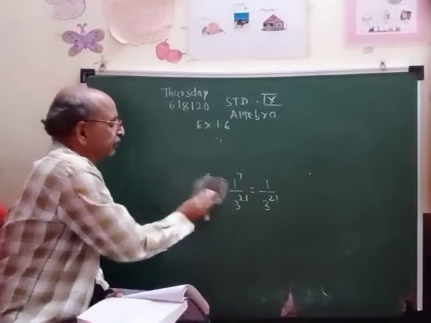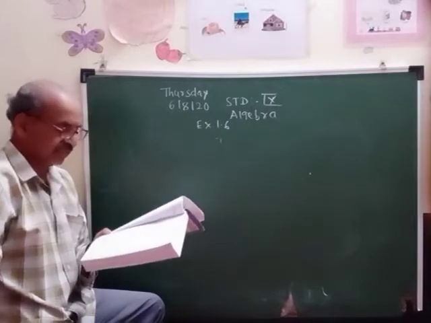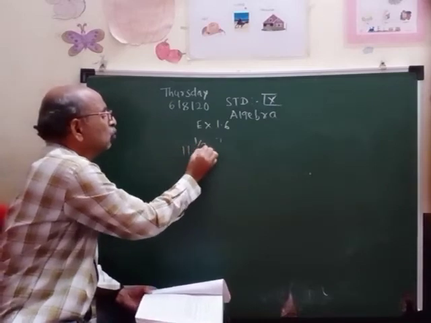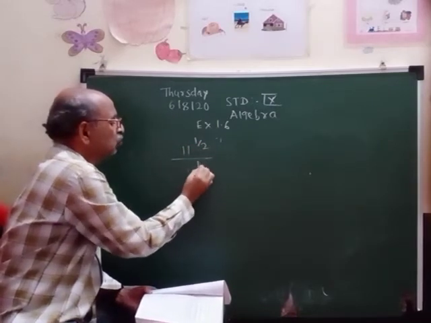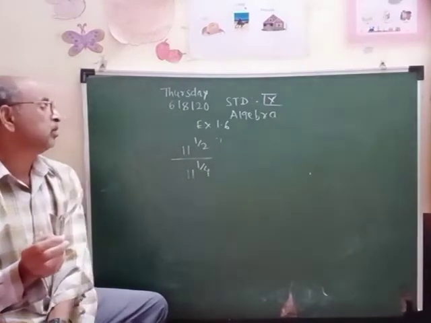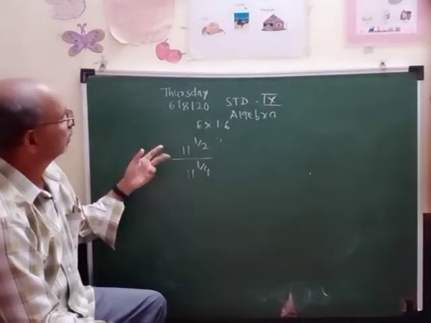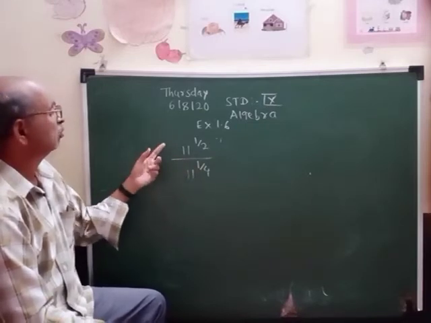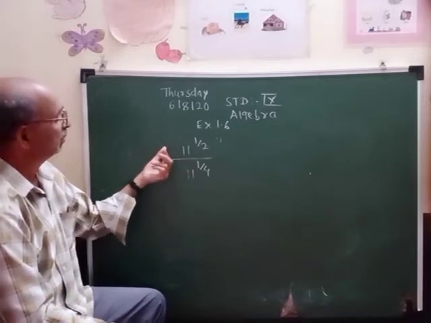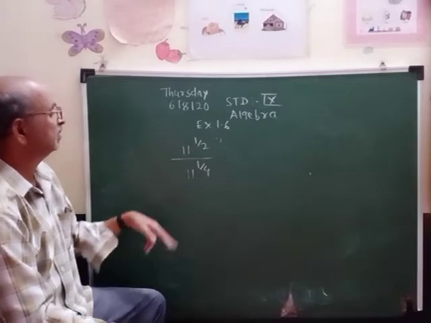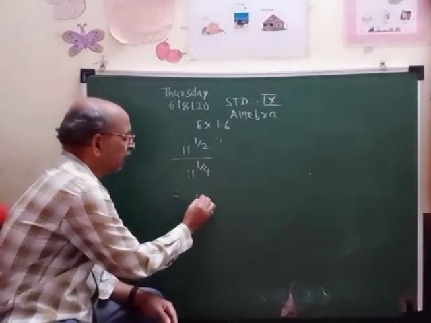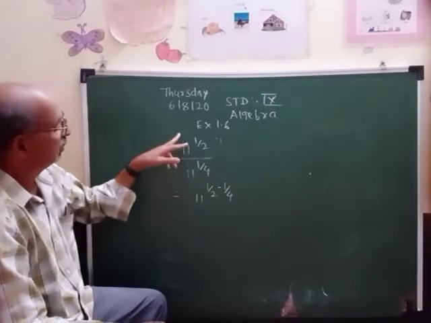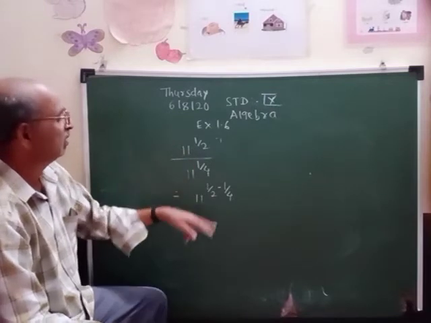Next we'll see from this same exercise, Exercise 3.2: 11 raised to 1 upon 2 upon 11 raised to 1 upon 4. Now here you can understand the base is same and we are doing the division. So if base is same and we are doing the division, then indices are subtracted. So 11 raised to 1 upon 2 minus 1 upon 4. Indices are subtracted.